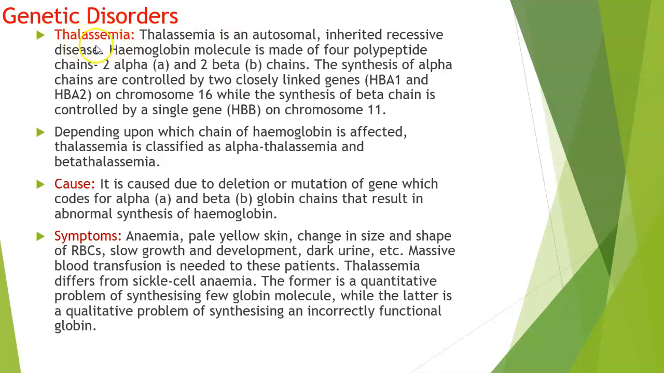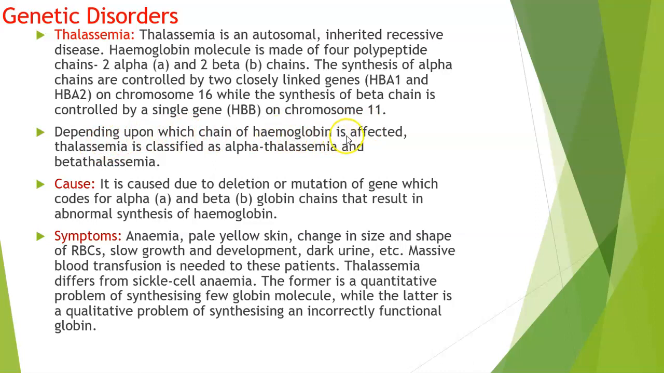The first one is a Mendelian disorder, that is thalassemia. Thalassemia is an autosomal recessive disease. The hemoglobin molecule is made up of 4 polypeptide chains, 2 alpha chains and 2 beta chains. The synthesis of alpha chains is controlled by two closely linked genes, HBA1 and HBA2 on chromosome 16, while the synthesis of the beta chain is controlled by a single gene, HBB, on chromosome 11.